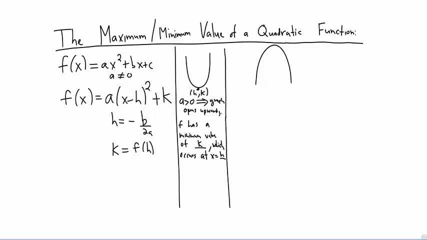And over here, when the graph opens downwards, that happens when a is negative. And this vertex has coordinates h, comma, k. So in this case, when it opens downwards, f has a maximum value. That is an absolute maximum value.